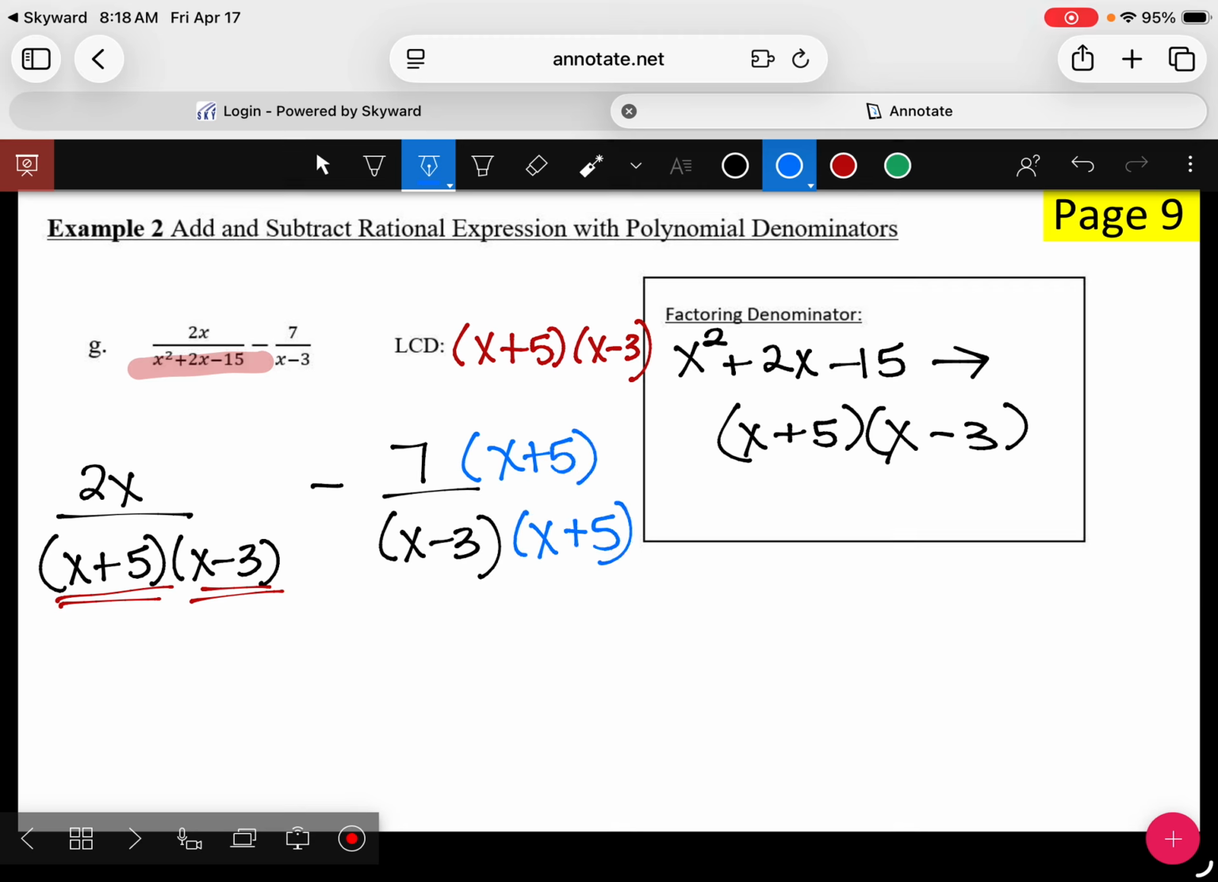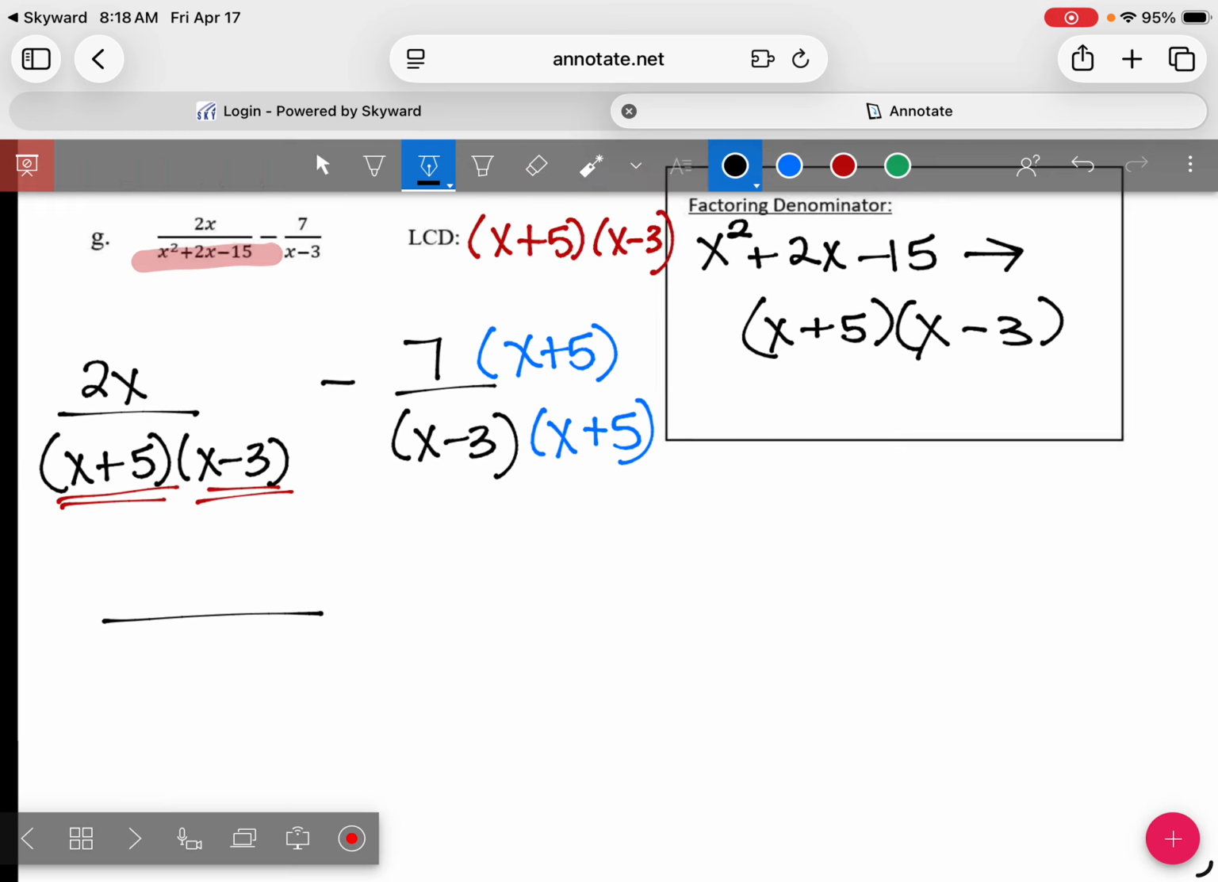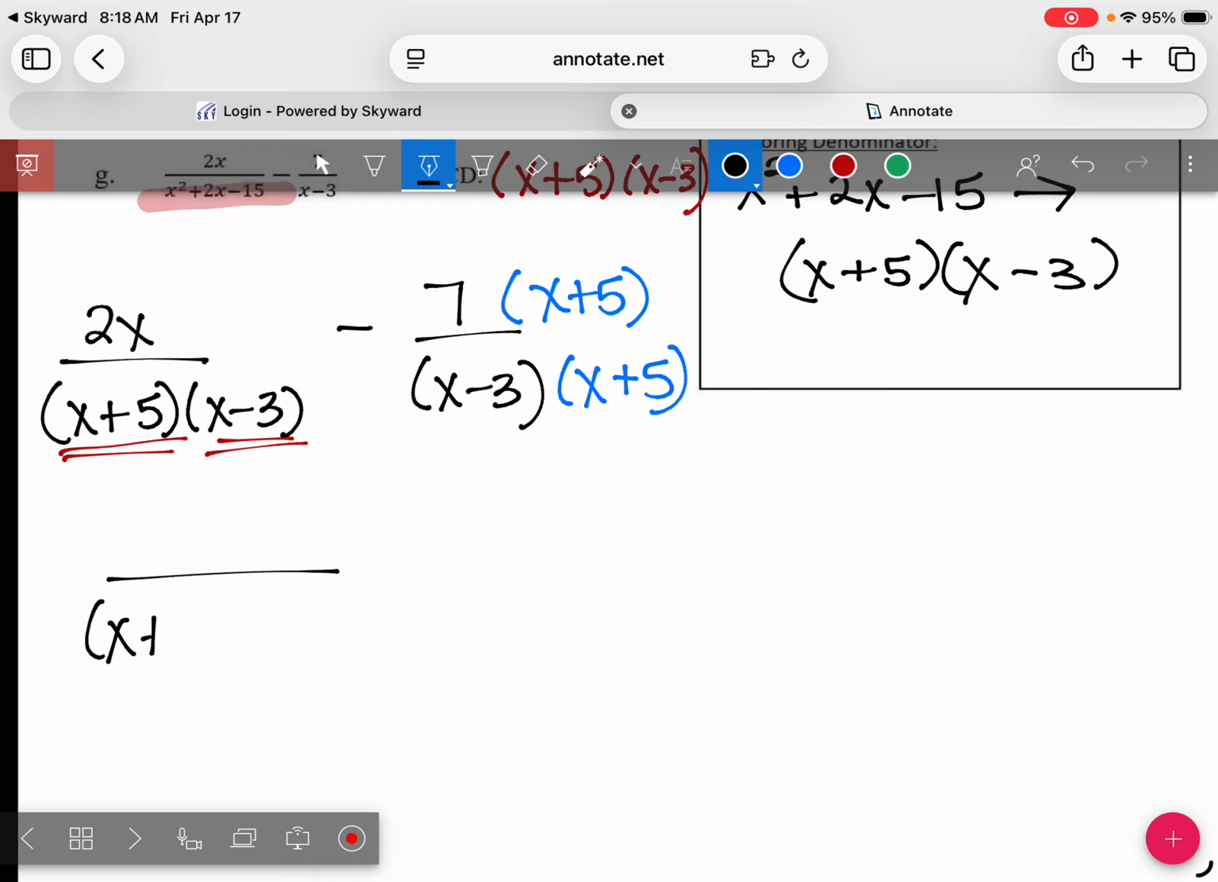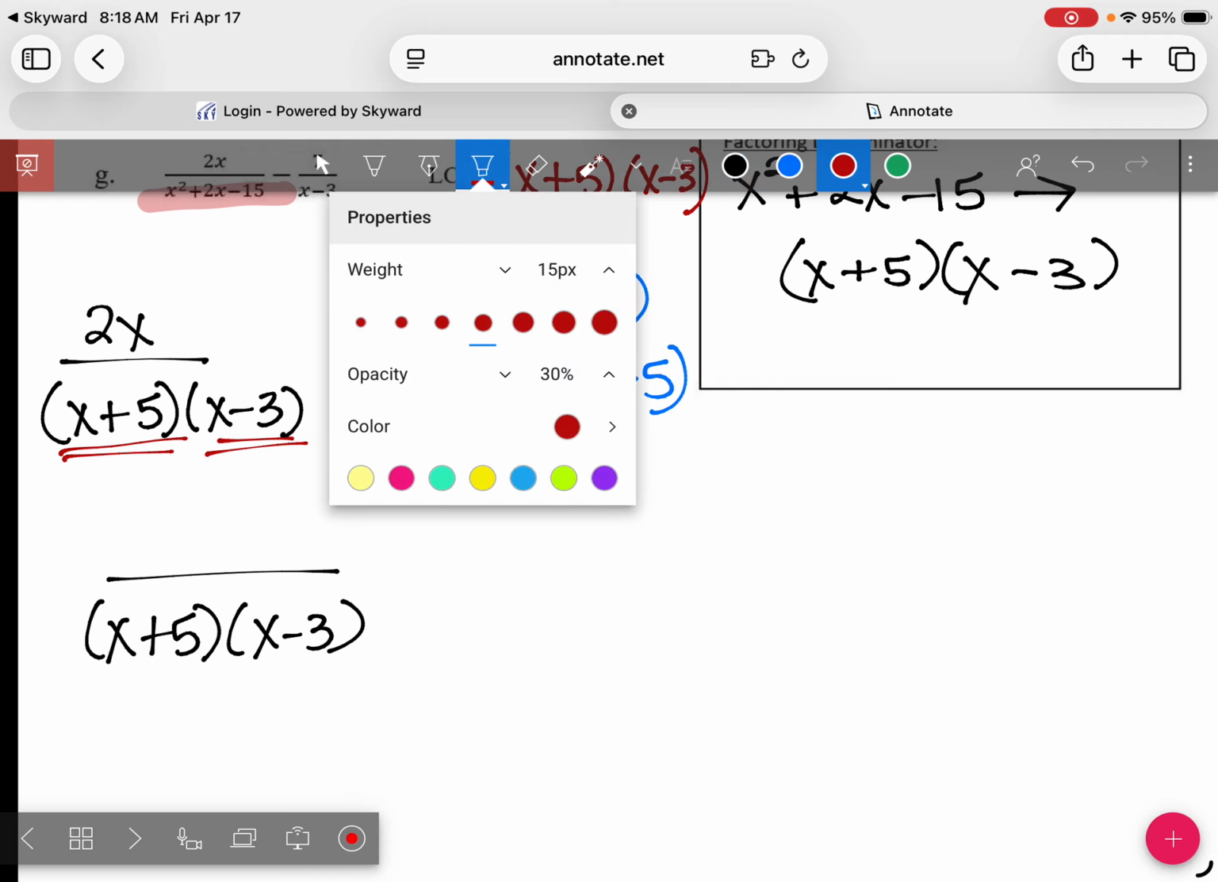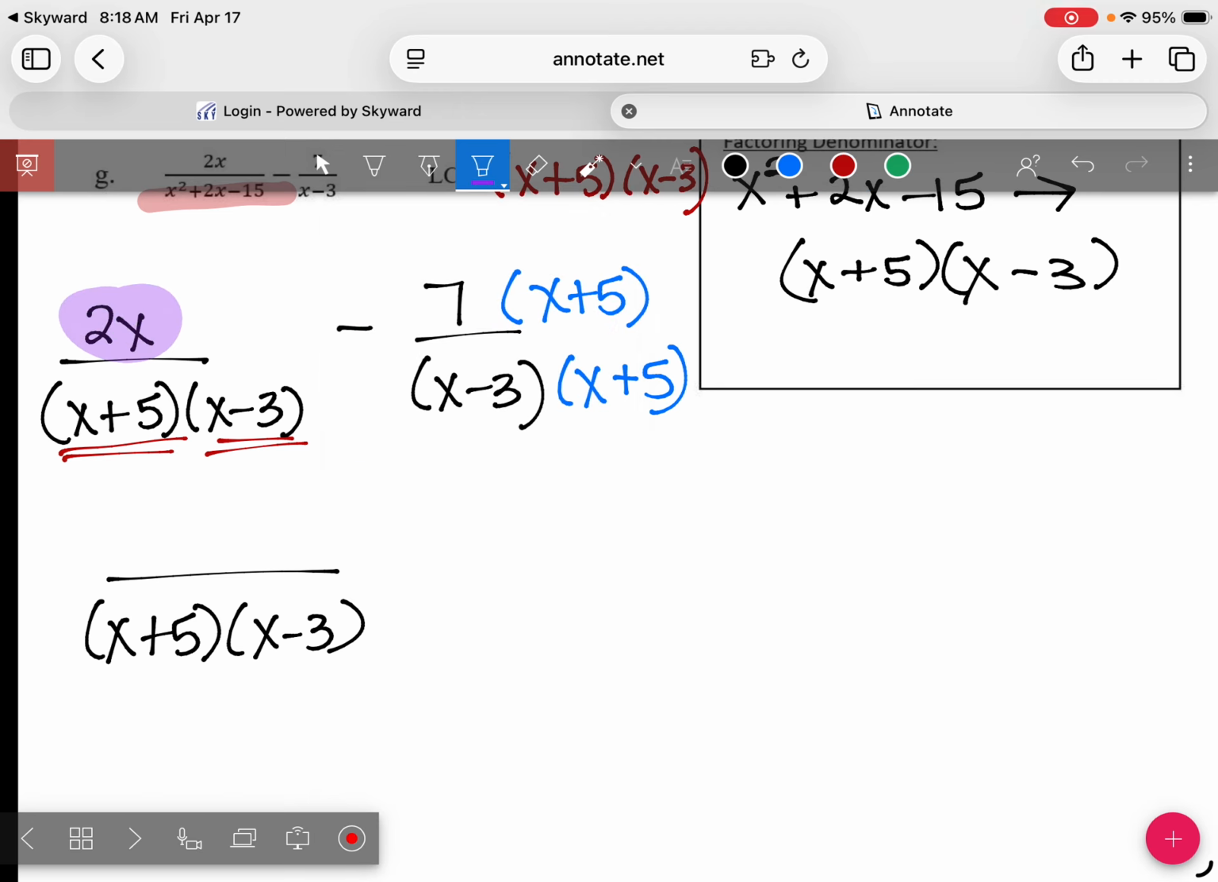All right, so now we're going to write it. So my answer would have my LCD. And then just go straight across the roof and write what you see. 2x minus 7 times x plus 5. Now, because that's a negative, you have to remember you're multiplying by a negative 7. Go ahead and do that.